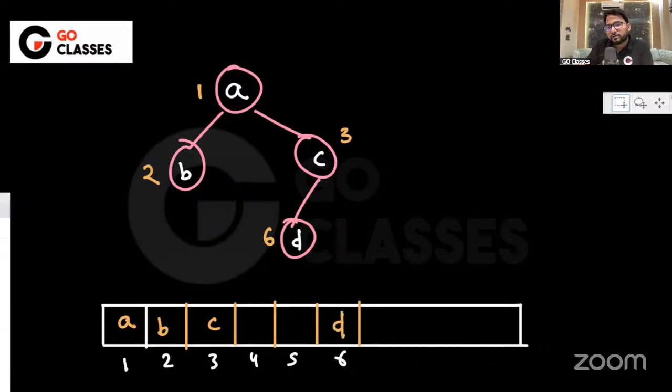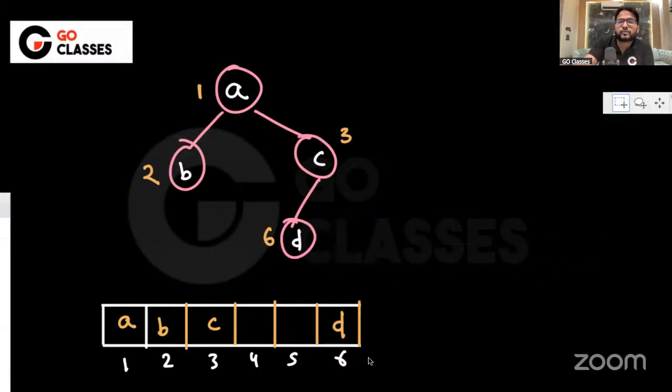So basically the minimum size of the array required here is 6. You're getting my point? So basically here will be null, and at these two positions, because it doesn't have anything, 4 and 5 are basically empty. So the minimum size required here is 6. So they are saying, what could be the worst case where you will need the maximum size of the array? That is the question they are asking. What could be the worst case?